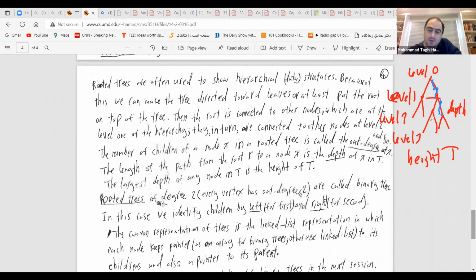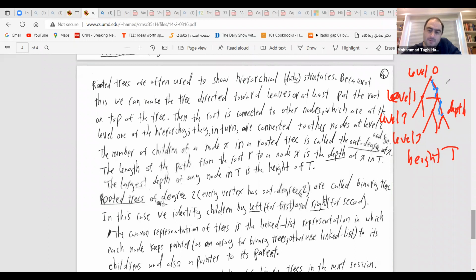Sometimes they define, for example, the level from the leaves, so the leaves are level 0 and so on and so forth. But this is more common: level 0 essentially means the root. Level 1 is the next vertices that the root connects to, and so on and so forth.